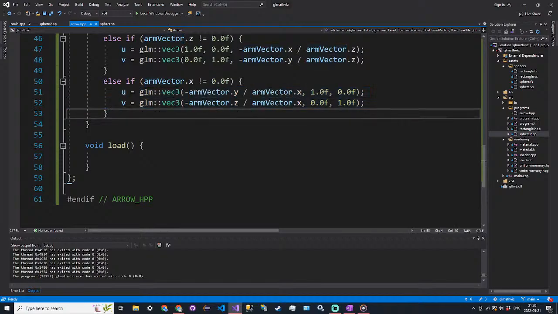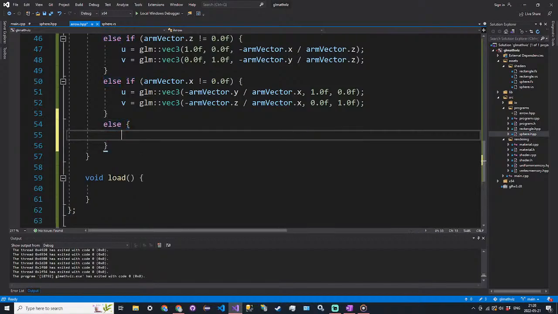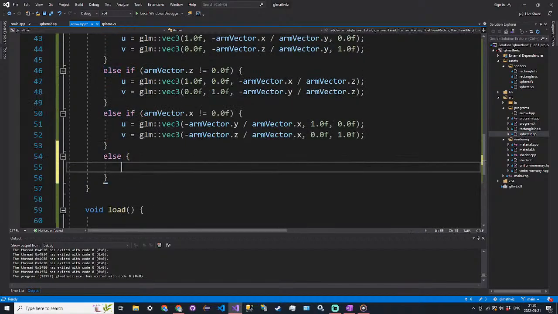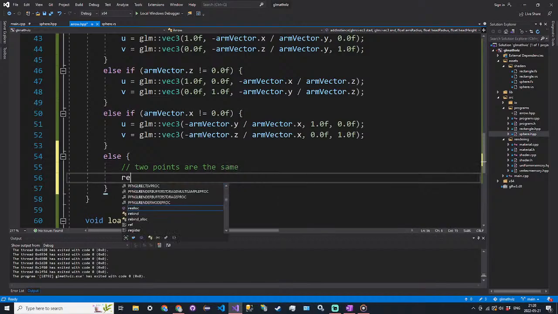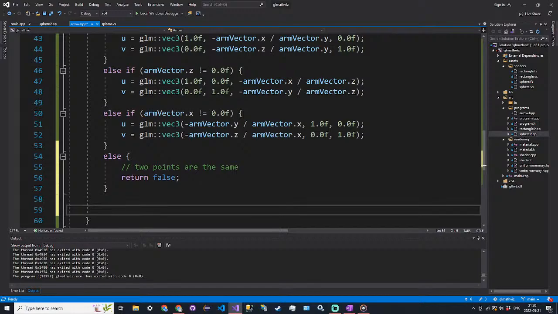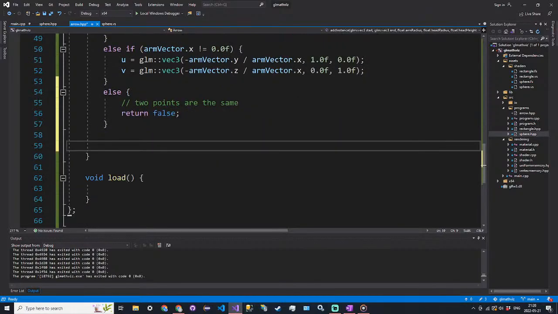All right, so we now have our 3 vectors, and then we also just want to have the last case, so else. So if all components of the arm vector are 0, then the 2 points are the same. So like the start and the end points are the same. So we return false. So once again, I will add more comments to the code before I commit, but this is how we're going to do it. So we're going to set each column of the matrix.